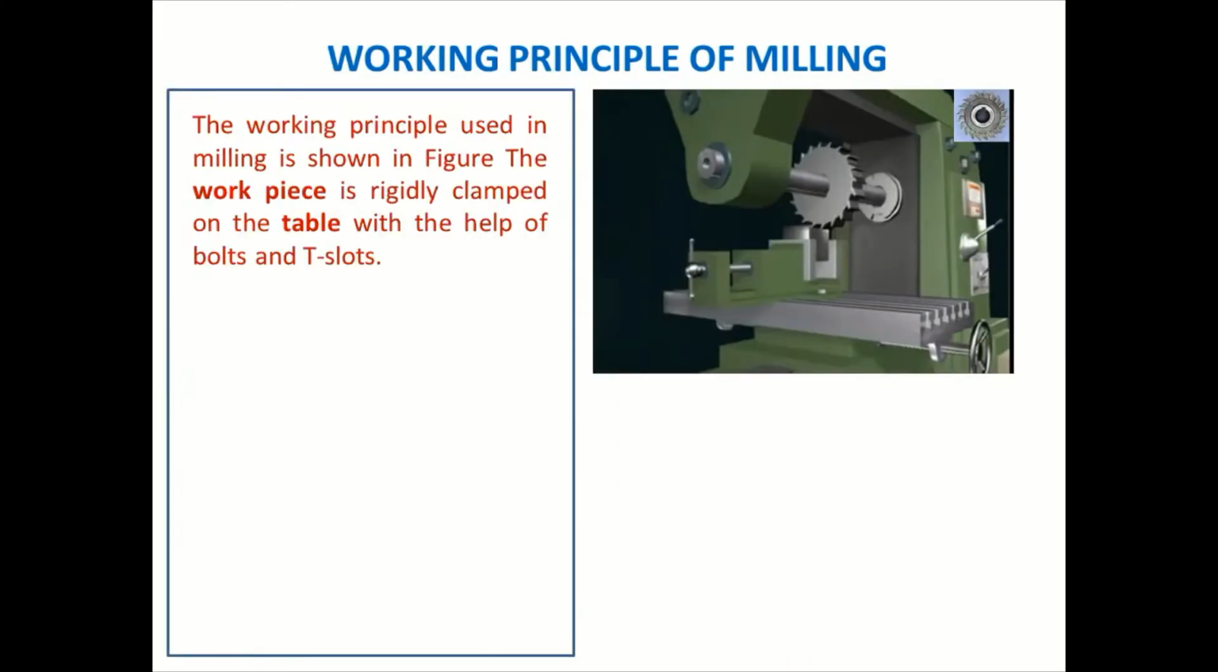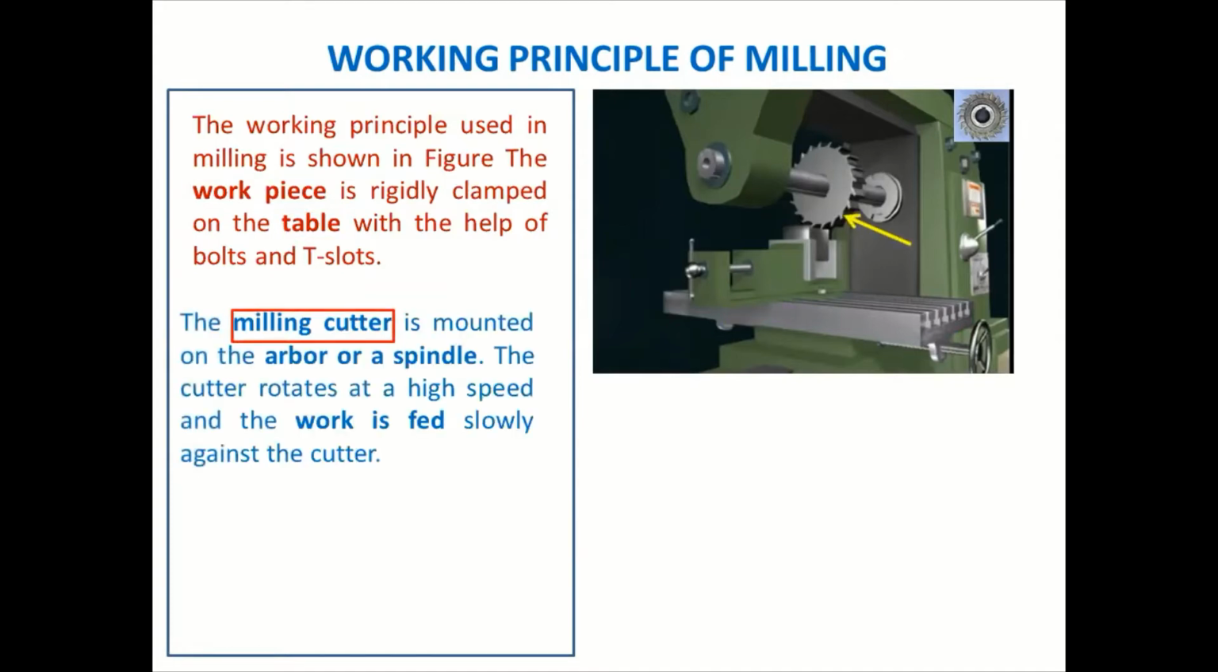Working principle of a milling machine. First of all, the workpiece is mounted rigidly. We are clamping it on the table with the help of bolts and the T-slots. These are the T-slots, and you can see we are using a fixture here, meaning a vise has been mounted over the table, and the workpiece is held in the vise. This is only possible with the help of T-slots and bolts in this case. So this is the table which I have shown here.